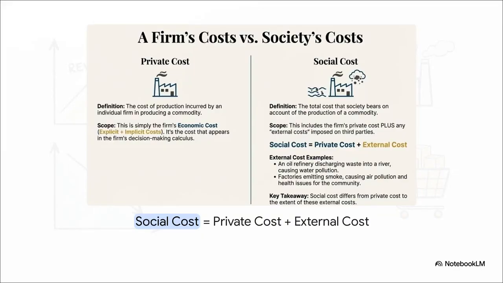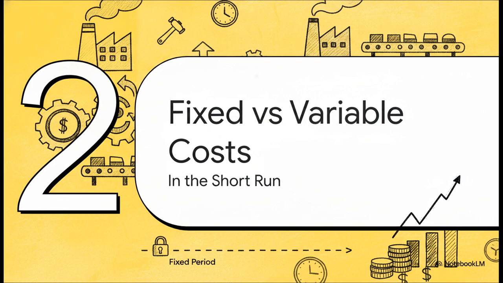Now, if we zoom out from the individual company to society at large, the picture gets even bigger. See, a firm's private economic math only includes their own explicit and implicit costs. It completely ignores external costs, like an oil refinery polluting a nearby river, for instance. When we add those external costs borne by society to the firm's private costs, then we finally find the true social cost. Section 2. Fixed versus variable costs in the short run.